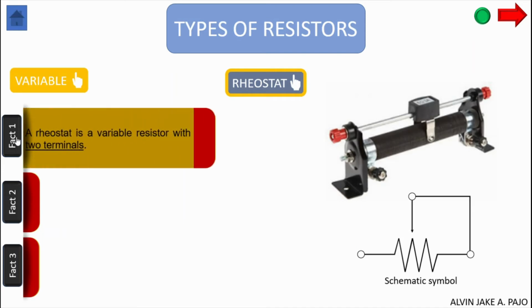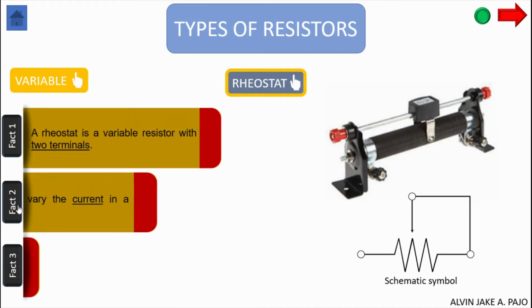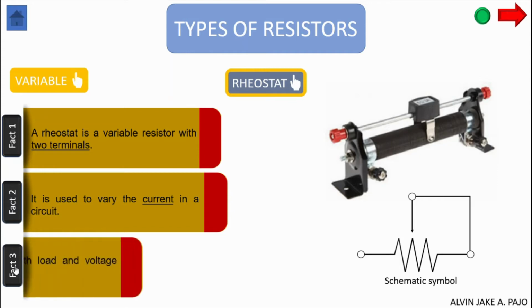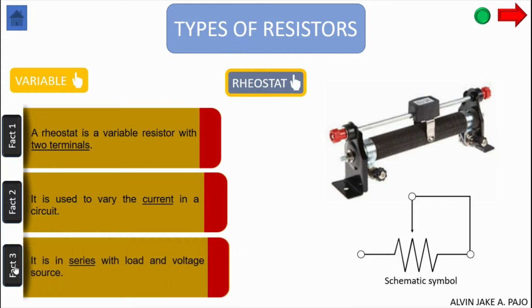A rheostat is a variable resistor with two terminals. It is used to vary the current in a circuit. And it is connected in series with load and voltage source.